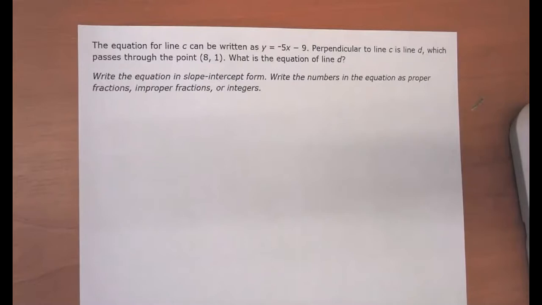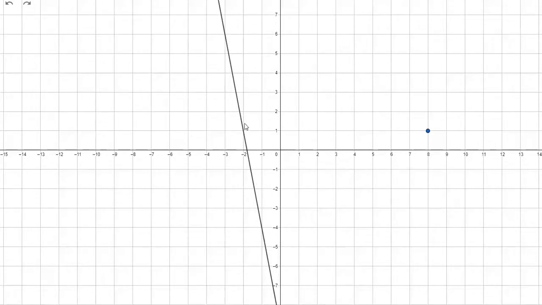All right. So that might be a little bit confusing. So just for the sake of clarification, let's pop over to GeoGebra and see exactly what this problem is asking about if we were looking at graphs. All right. So here's the line they're talking about. Y equals negative 5x minus 9. And I've also plotted the point 8 comma 1 over here.